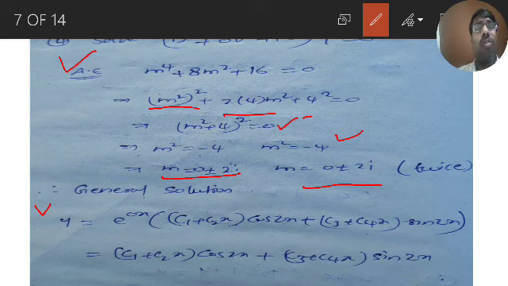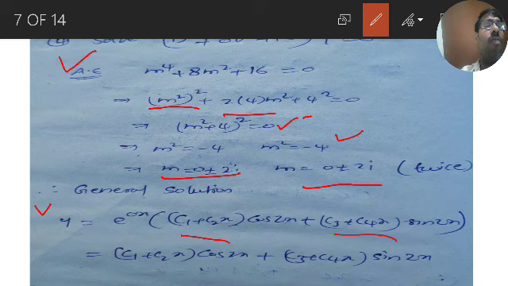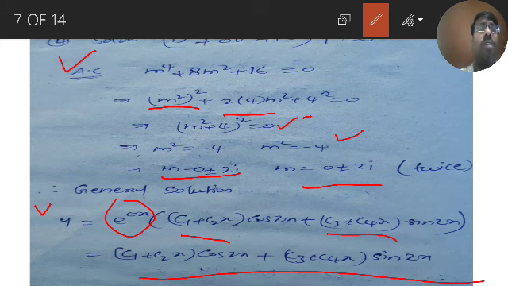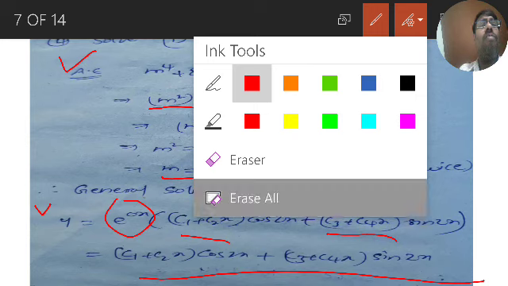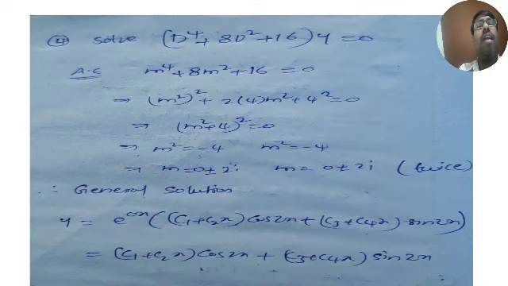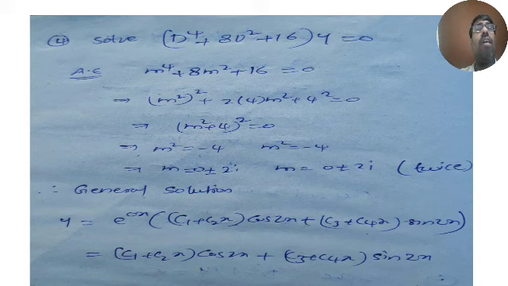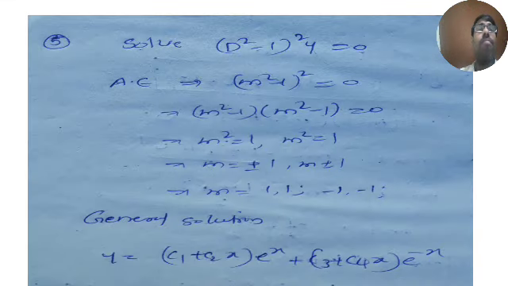So what is the general solution? e^(0x) into the equal-roots form, that is (c1 + c2x) cos 2x + (c3 + c4x) sin 2x. e to the power 0 means 1. Therefore the general solution is (c1 + c2x) cos 2x + (c3 + c4x) sin 2x. Are you getting? Very easy, just like a quadratic equation. If the factors are possible, just write m^4 as (m^2)^2. That gives the answer. Very easy.